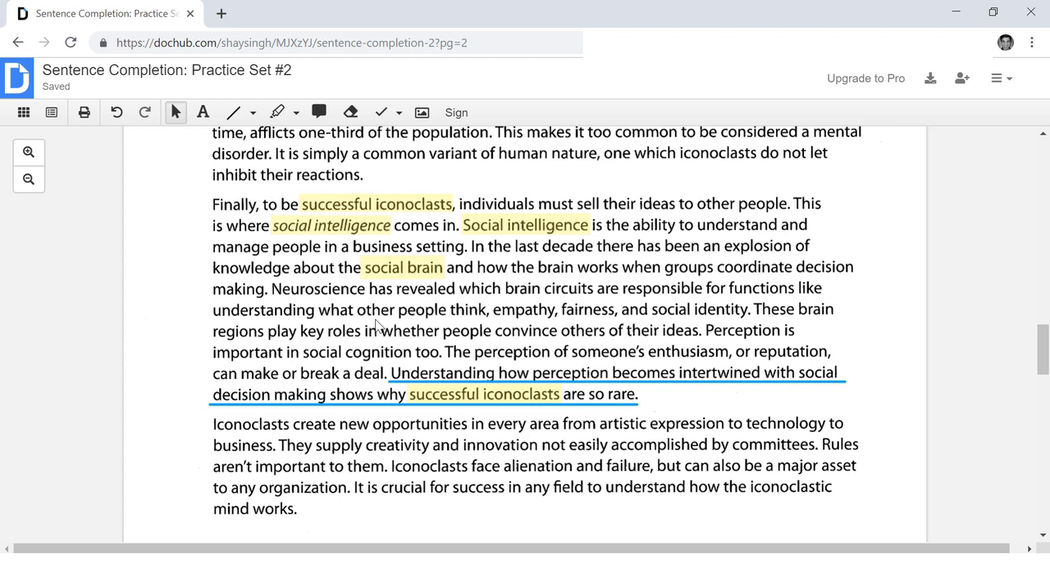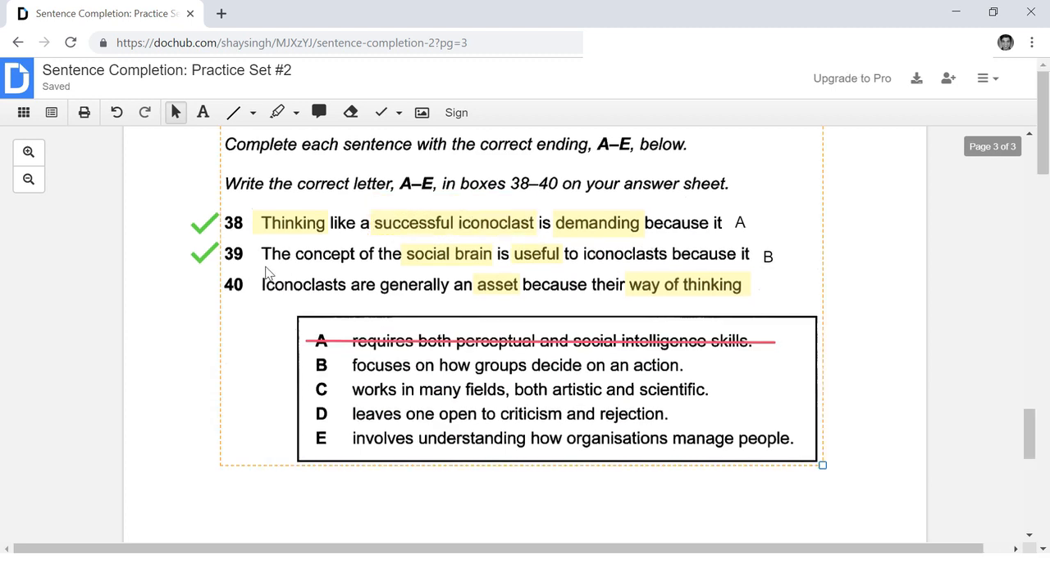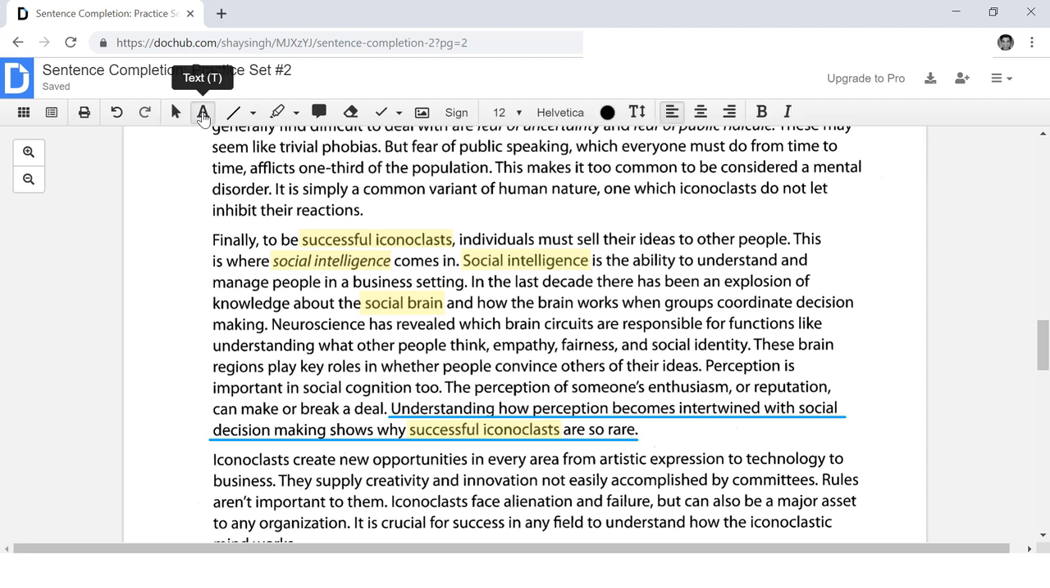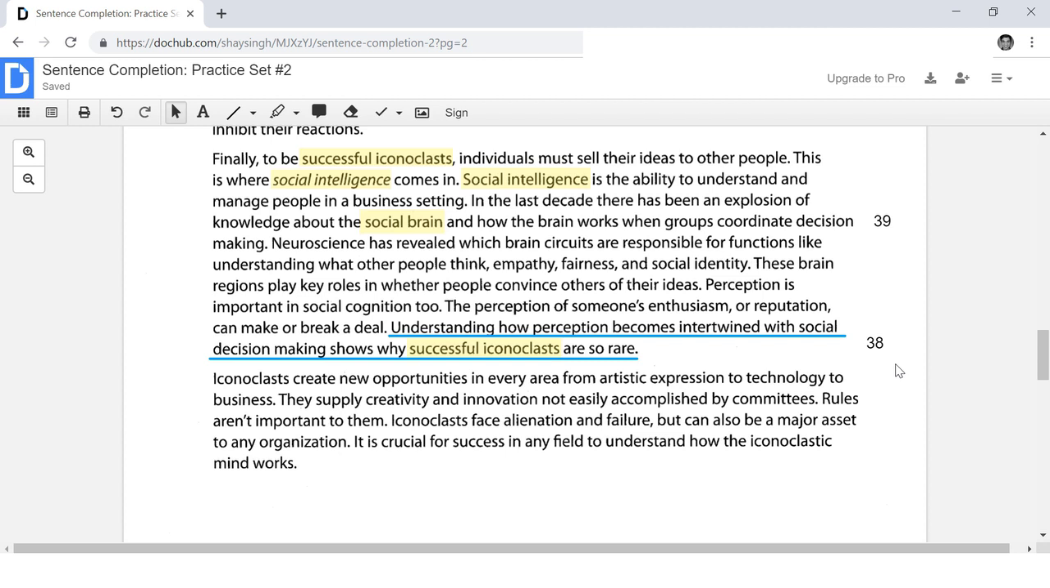Okay, so that's always possible, but in the end, the correct answer is only going to come from one or two sentences. You may have to read a sentence or two extra in order to find that matching sentence. That is always possible, but in the end, the answer only comes from one or two sentences. So we have found our answer to number 39 right over here, and we found the answer to number 38 down here.